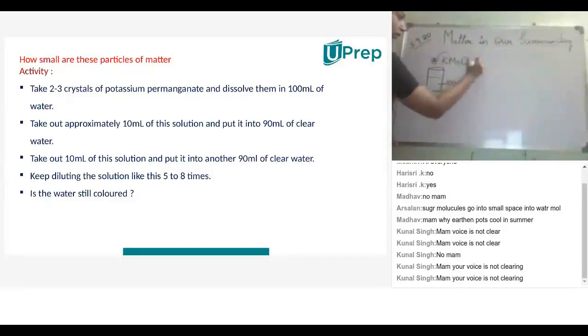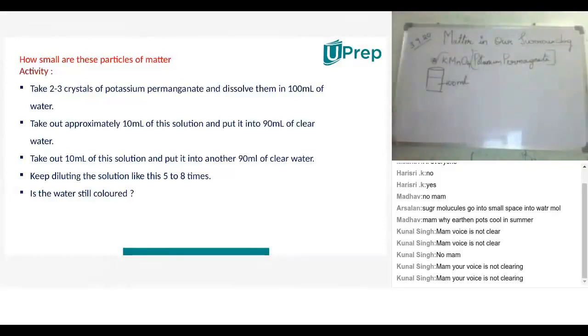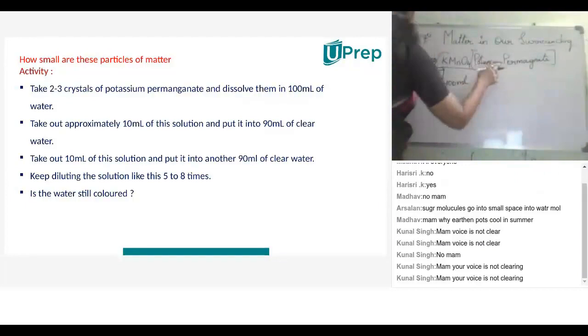KMnO4. What is KMnO4? Potassium permanganate. Here we have taken the reagent called potassium permanganate. The formula of potassium permanganate is KMnO4. K stands for potassium, Mn stands for manganese, and O stands for oxygen. Understood, children? K is the symbol for potassium, Mn is the symbol for manganese, and O is the symbol for oxygen. This is the compound we have taken here. The compound is nothing but potassium permanganate. The potassium permanganate is taken in the beaker containing 100 ml of water.